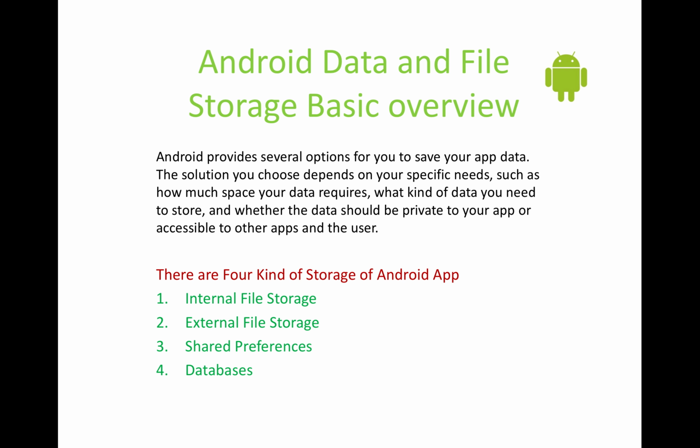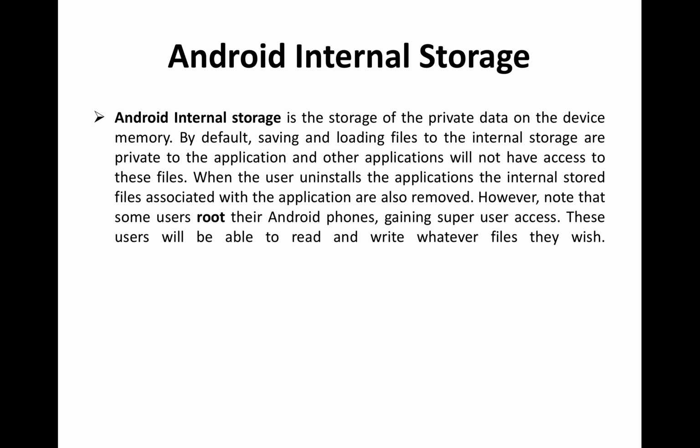We will describe the four kinds of data storage. At first we will describe the Android internal file storage. Android internal storage is the storage of private data on the device memory. By default, saving and loading files to the internal storage are private to the application, and other applications will not have access to these files.